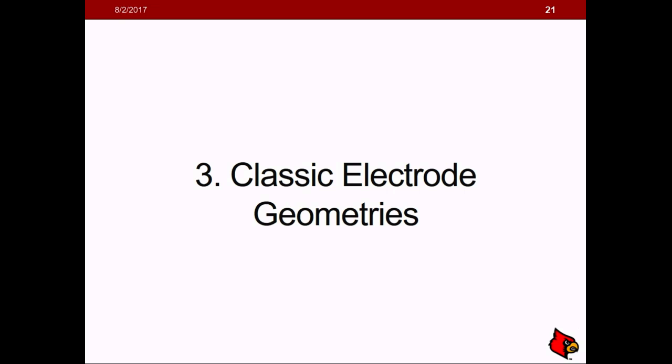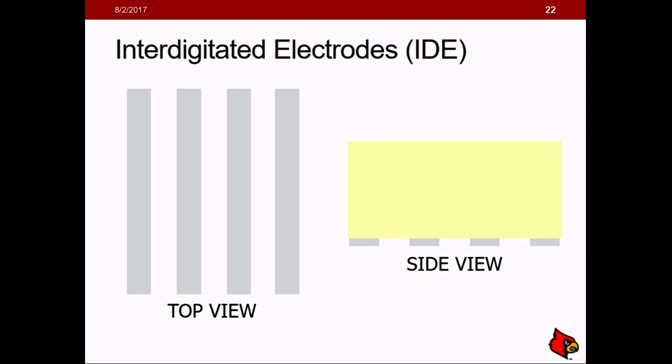So now we are going to go over some classic electrode geometries. And you will see several of these. One of the more popular, probably one of the most popular in applications, is different variations of interdigitated electrodes. So think of comb-like structures where you alternate 0, 180, 0, 180 out of phase. Here we have a top view and a side view.